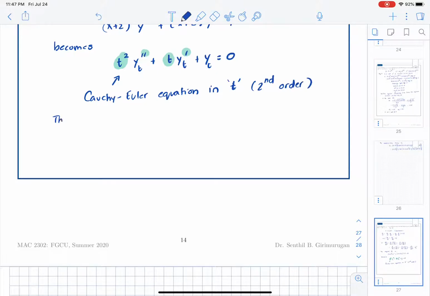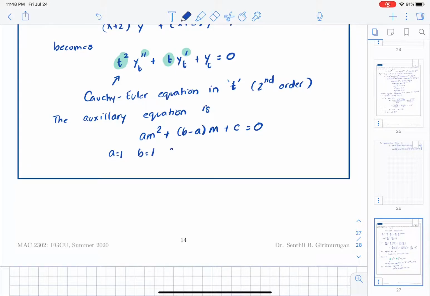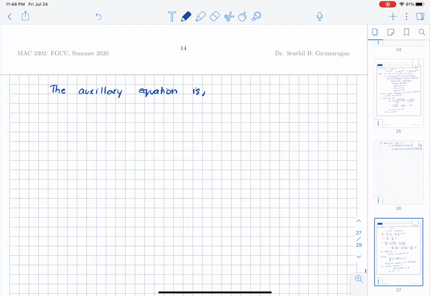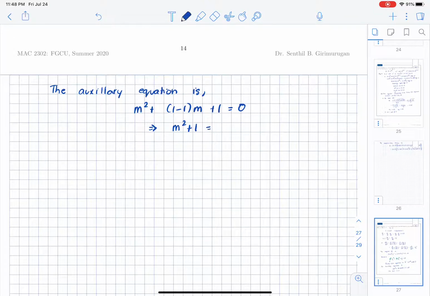So we know the auxiliary equation is am squared plus b minus a m plus c equals 0. That goes back to the very first step. A here is 1, b is 1, c is 1. Plug that in. The auxiliary equation is m squared plus 1 minus 1 m plus 1 equals 0, which would imply m squared plus 1 equals 0.